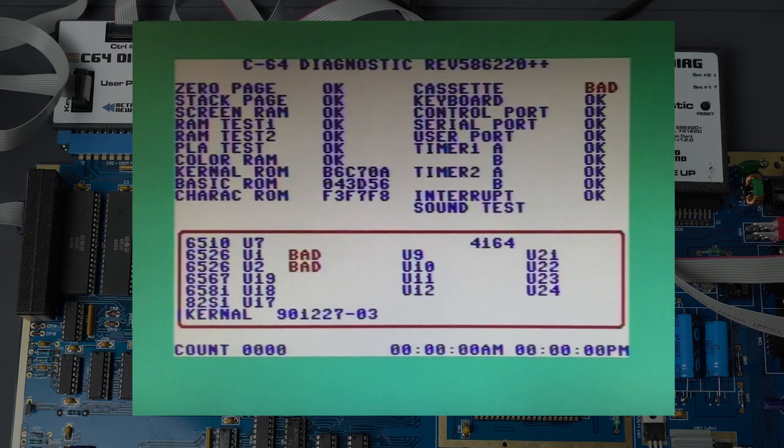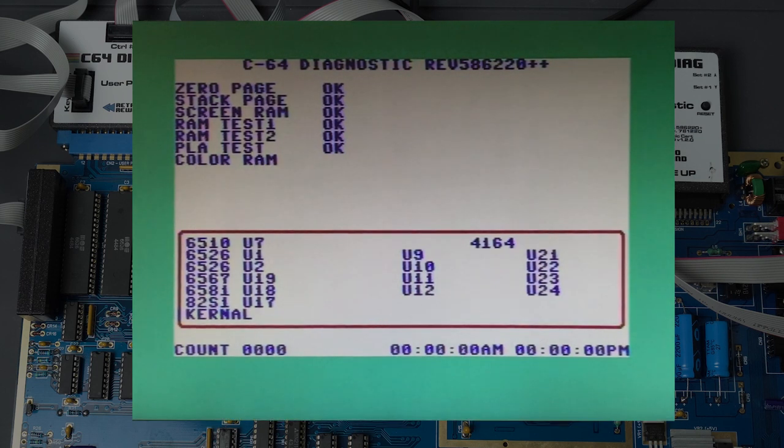First of all, the CIAs are marked as bad, but the things that depend on the CIA functionality, like interrupts or reading the user port, are all working as evidenced by the tests. They're all marked as passing. In that case, what exactly is failing in the CIAs? Fortunately, we have a big hint of what's happening right here in front of your eyes.